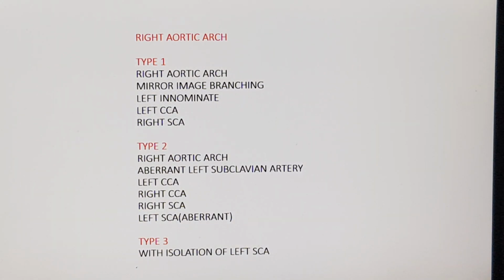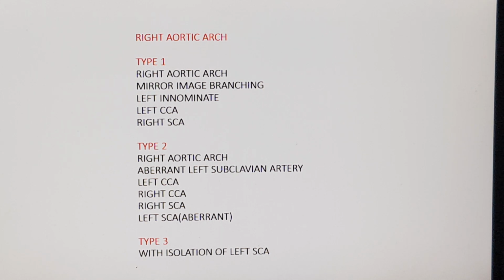So before we conclude, a little understanding of right aortic arch. So there are 3 types of right aortic arch. Type 1 right aortic arch has a mirror image branching. So the first branch is the left innominate, then the left CCA, and then the right subclavian artery. The type 2 right aortic arch has an aberrant left subclavian artery. So the first branch is the left CCA, then is the right CCA, then is the right subclavian artery, and finally comes the aberrant left subclavian artery.